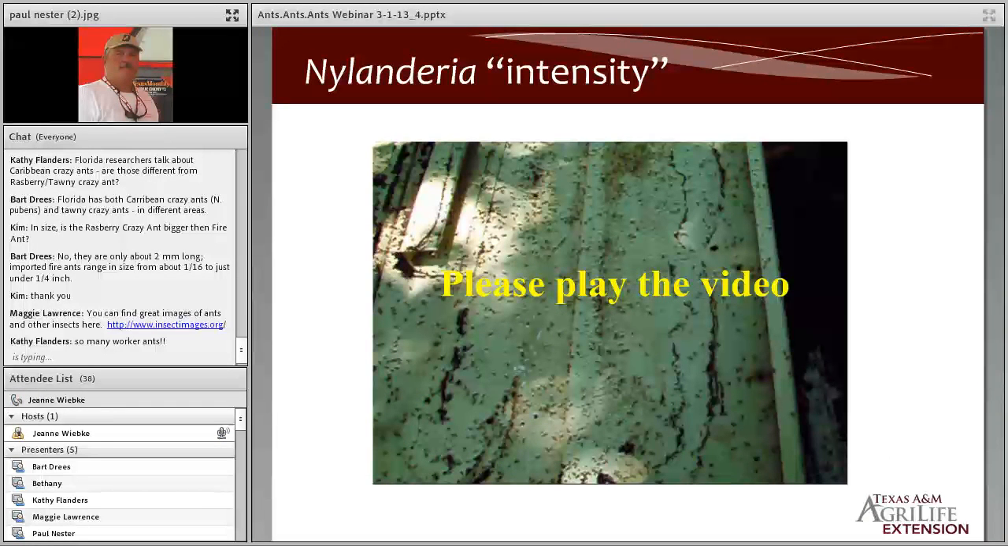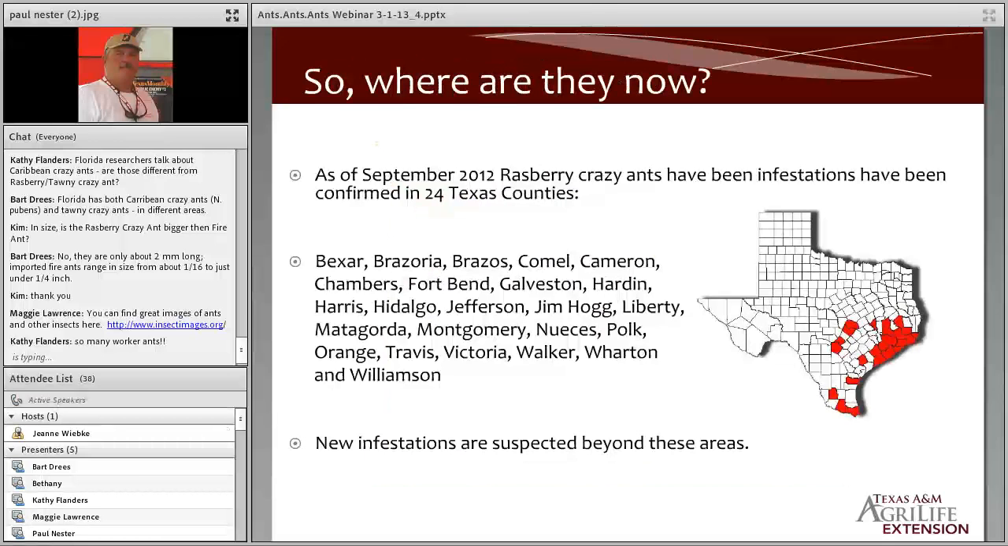I'm going to go ahead and go to the next slide. Okay, so where are they now? In Texas, we have seen their numbers grow from a couple of counties, which were the first places they were ID'd. This is Harris County here, where I'm calling from, and this is one of the first areas the ant was found in.